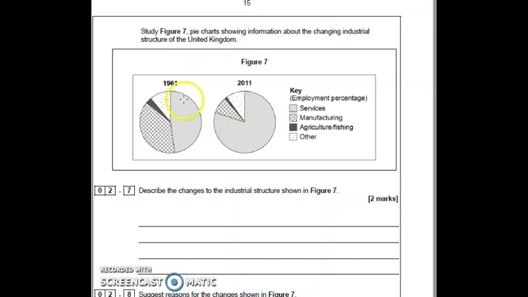So for instance, we can have a look at these pie charts. We can say that in 2011, there was over 75%. I know there's no numbers on the pie chart, but you can see by the section, over 75% of people work in the service industry, which obviously is a lot more than it was in 1961. You can also say that a lot fewer people work in the manufacturing sector in 2011 compared to 1961. So as long as you come up with a couple of different points, that should be fine.